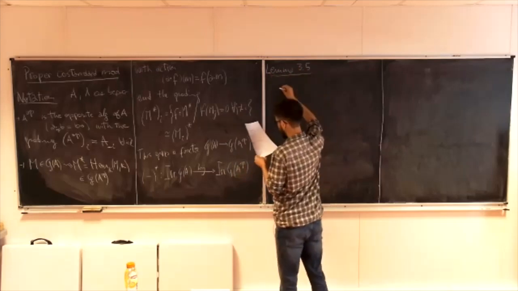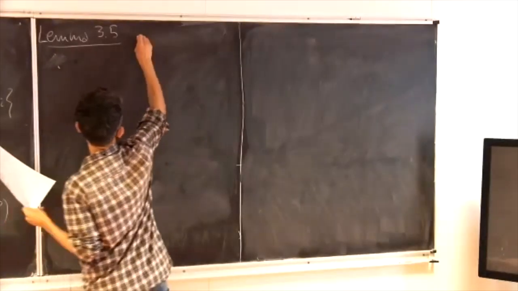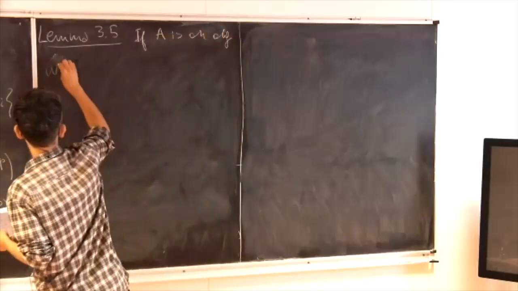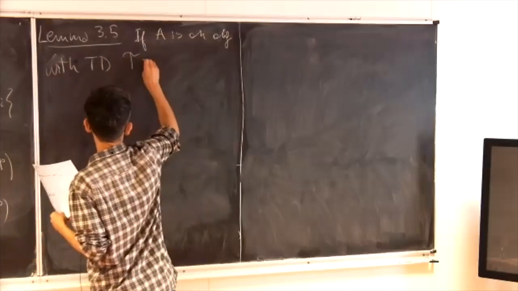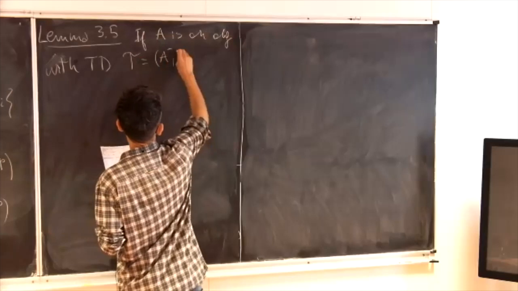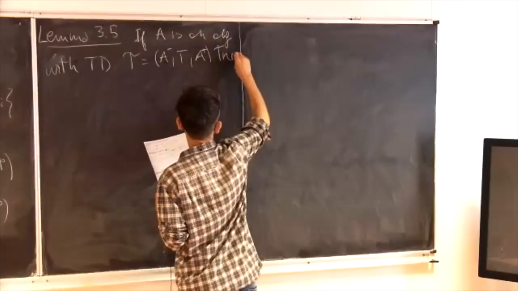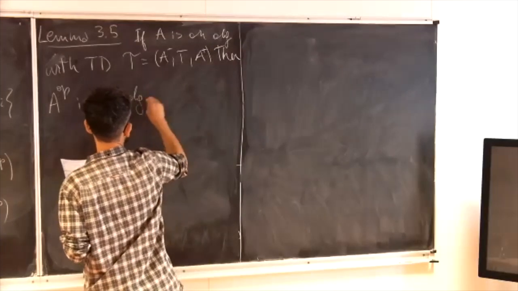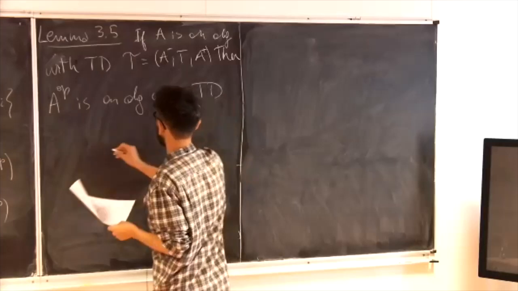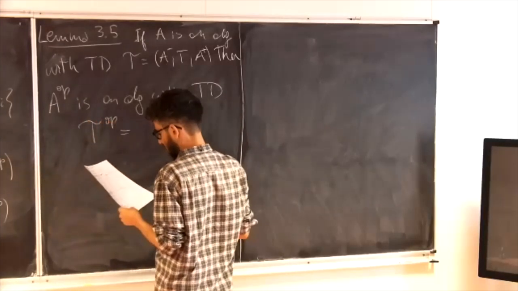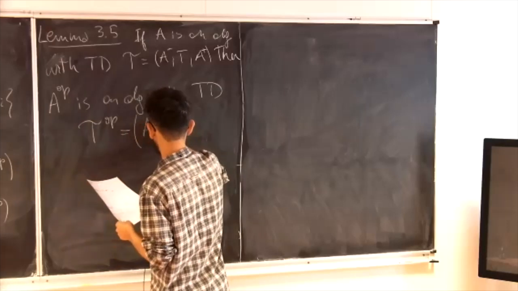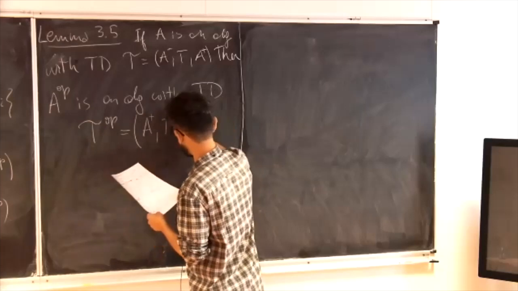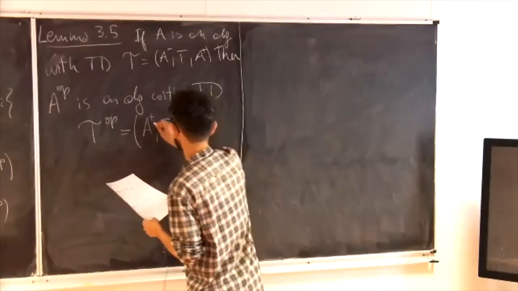Lemma five says that if A is an algebra with triangular decomposition, then the opposite algebra A op is an algebra with triangular decomposition T op, where we now put the opposite part: the negative part will be the opposite of the positive part.